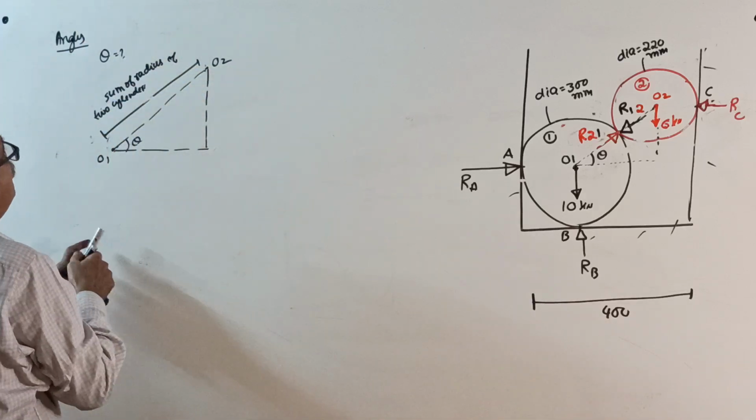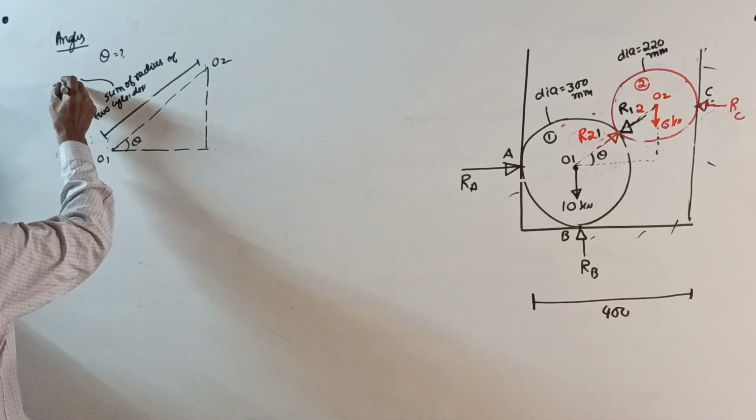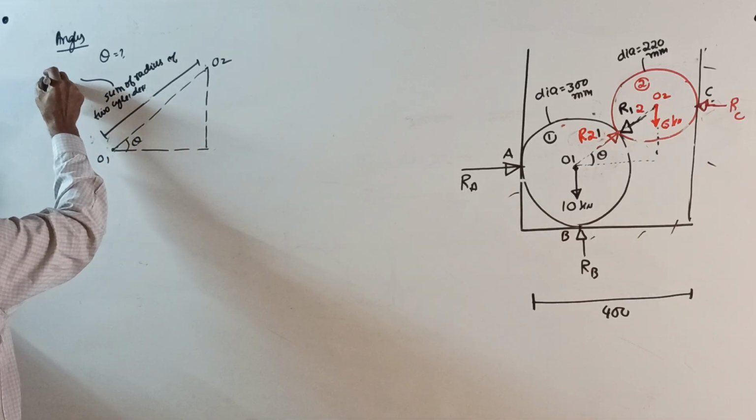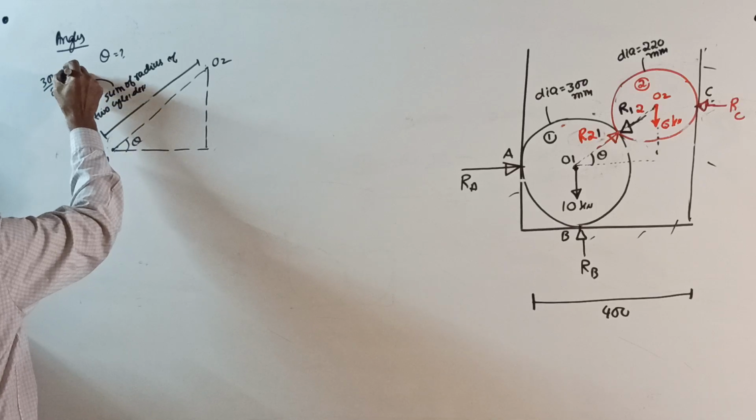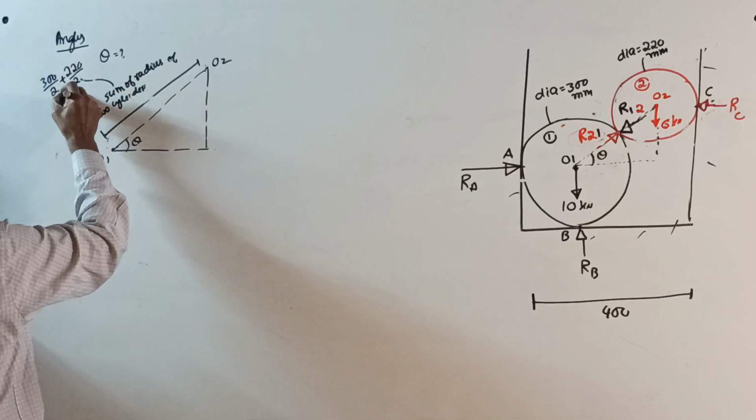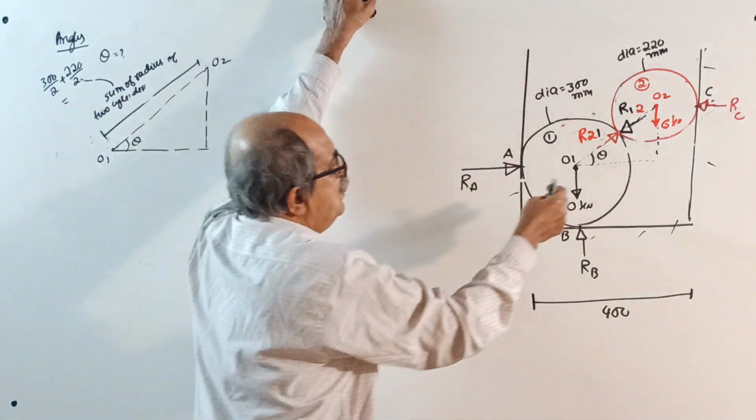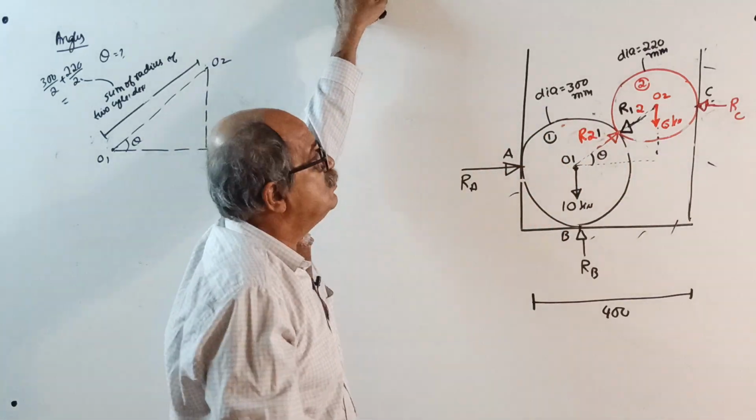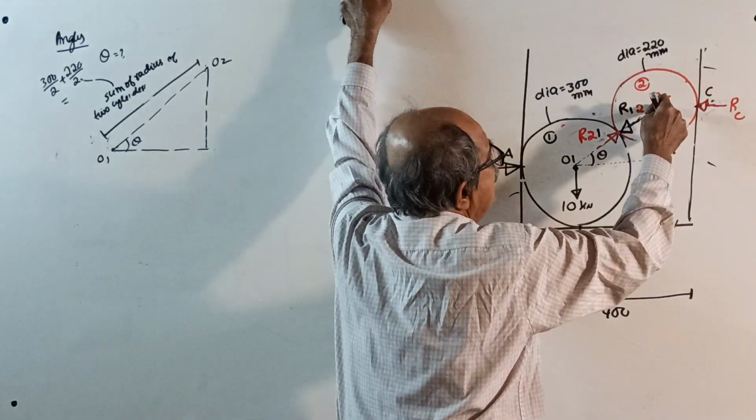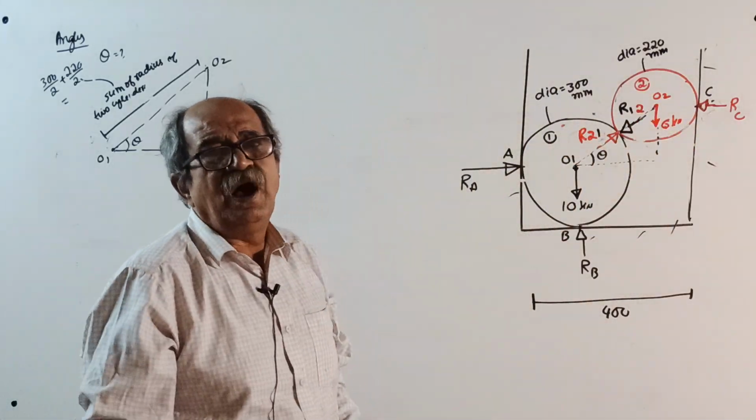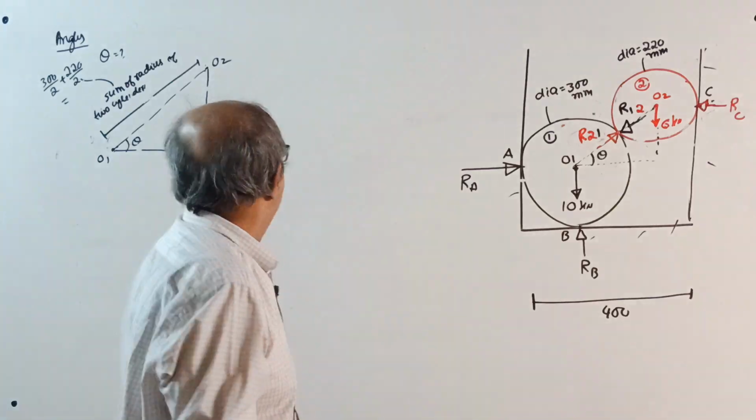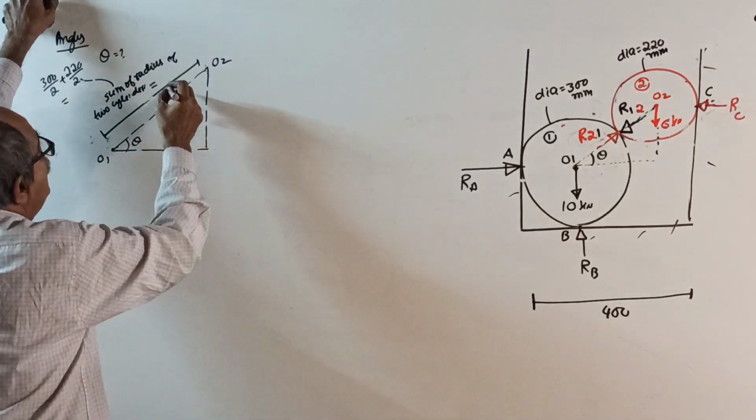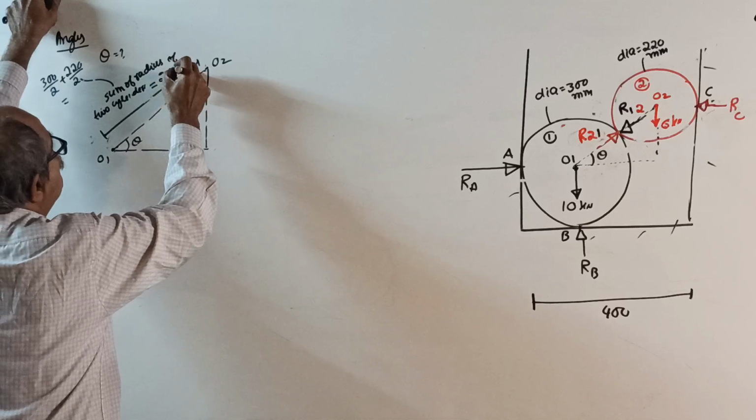Therefore, this will be equal to how much? I write equal to 300 by 2 plus 220 by 2. Why? Because this question I can't answer otherwise. When this dia is 300, the radius is 300 by 2. When this dia is 220, the radius is 220 by 2. Equal to how much now? 150 plus 110, 260 millimeter.